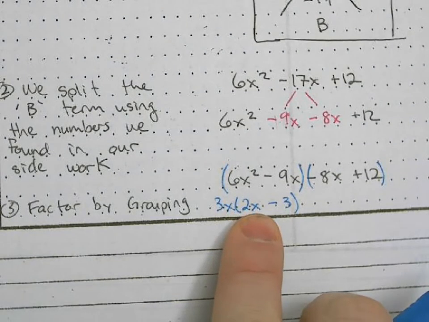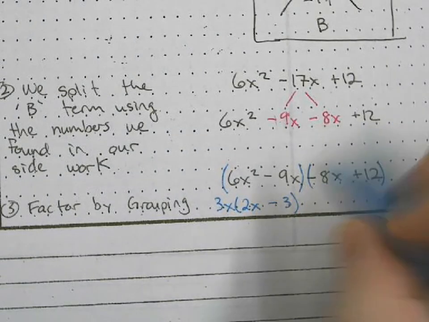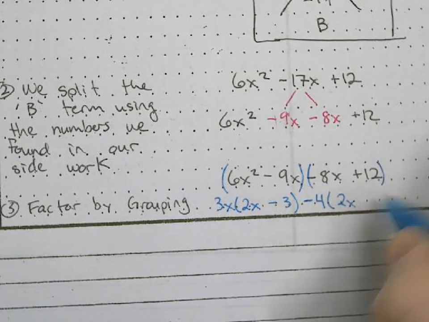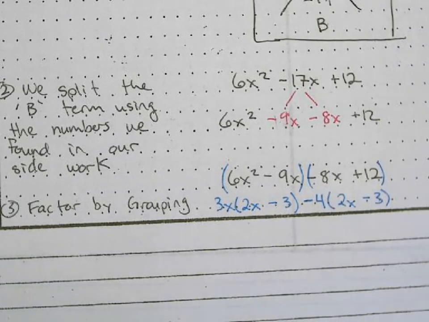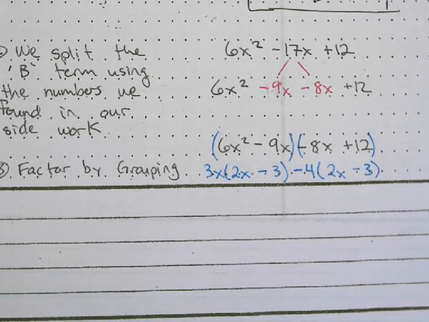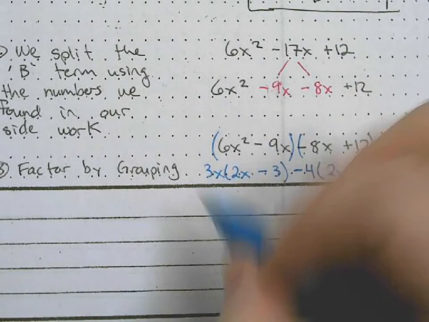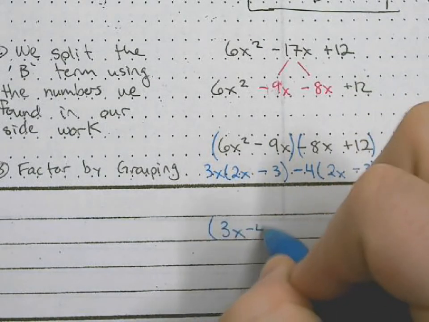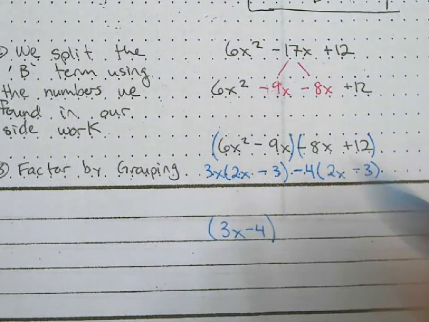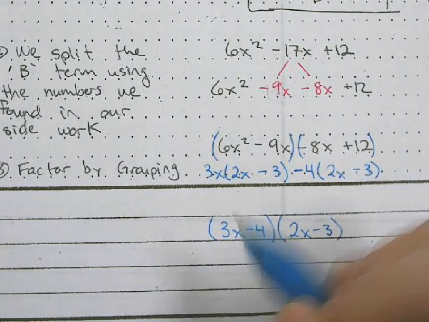And I see my x's out front need to be positive, so I'm going to factor out a negative from here to make sure that's positive. So I'll factor out a negative 4, and then I'll have 2x minus 3. And now we can bring our 3x minus 4 together into one parentheses, and then this is what I'm factoring out as the 2x minus 3. And we're done.